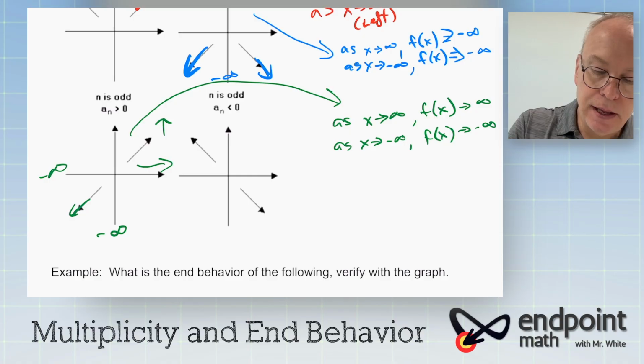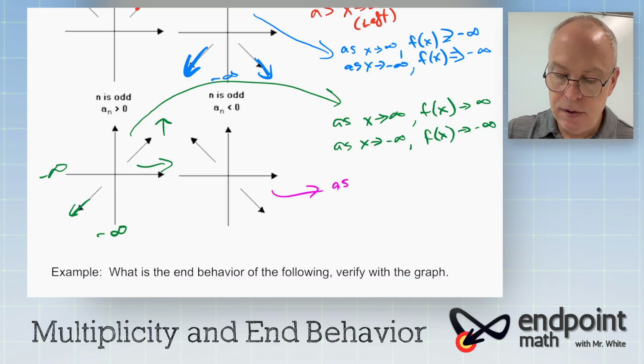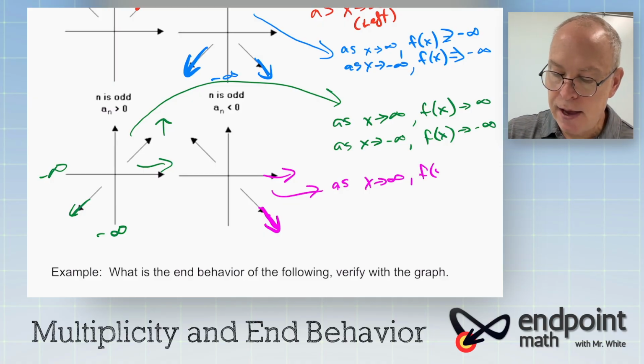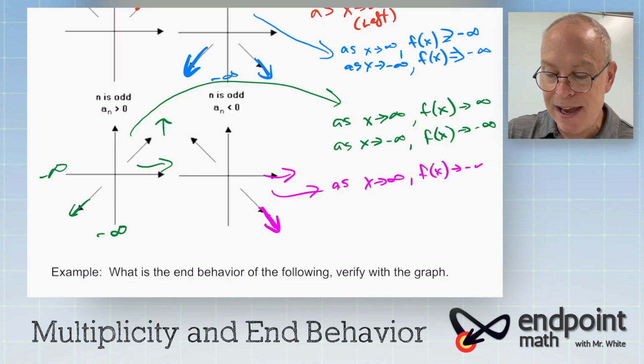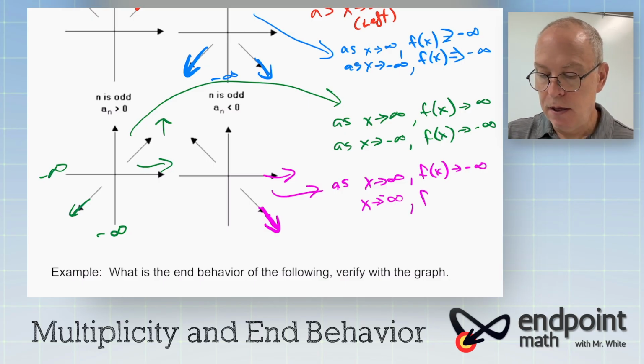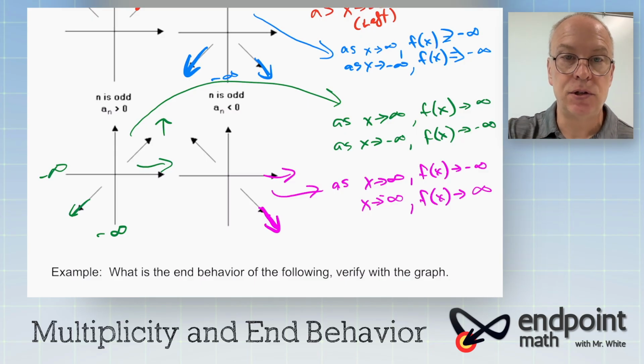All right, and then finally, well, I haven't used fuchsia yet on this one. As x goes to the right, that's this way, what are the outputs doing? They are dropping like crazy. So f of x is getting really big negative, very negative. Now as x goes the other way, negative infinity, the function is starting to output really big numbers. That's what we're trying to describe, what's happening in the extreme.